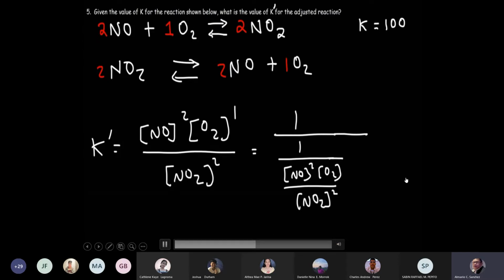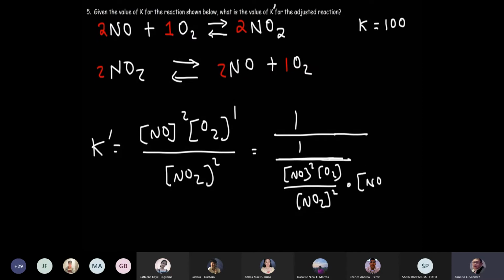Now, how can we show that this is 1 over K? Let's multiply this part of the fraction by NO squared. That is the bottom of this fraction highlighted in blue. And we're going to multiply the top of that fraction by NO squared. So if you multiply a fraction by NO squared over NO squared, you're multiplying it by 1. You're not changing the value of that fraction. Here, NO squared will cancel.